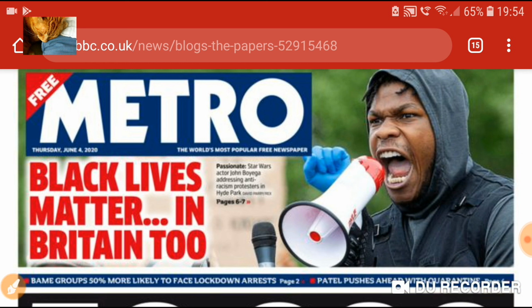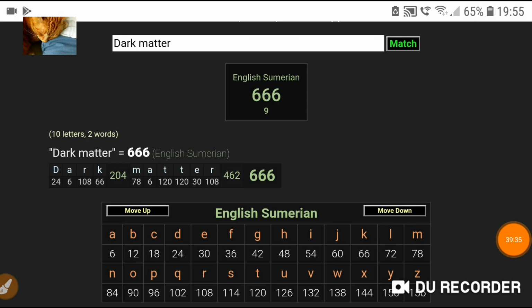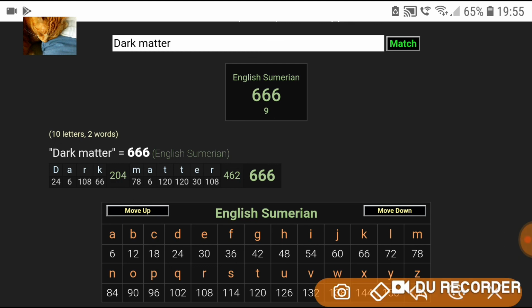Dark matter then. There you go. The cipher that goes up in 6s. There's your 3 of them.